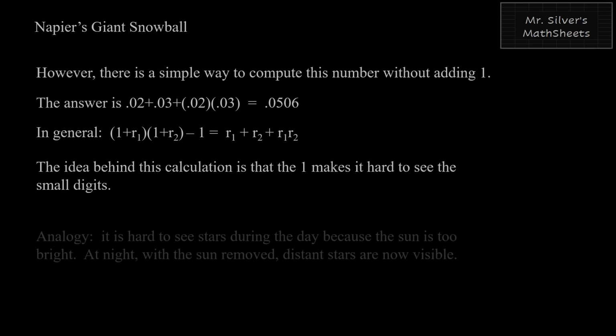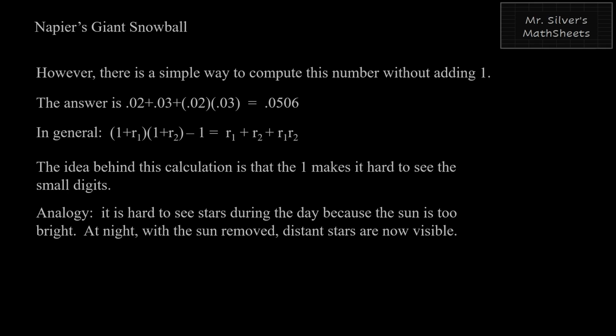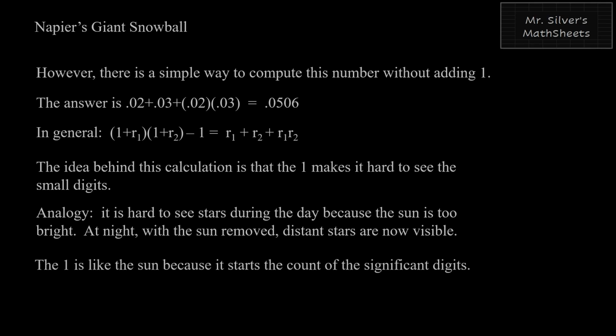And the idea behind this is we can see more digits now. The analogy is it's hard to see stars during the day because the sun is too bright, but at night, with the sun removed, distant stars are now visible. The 1 is like the sun because it starts the count of significant digits. Without the 1, the start of the count is with R1 plus R2, which is a much, much smaller number.